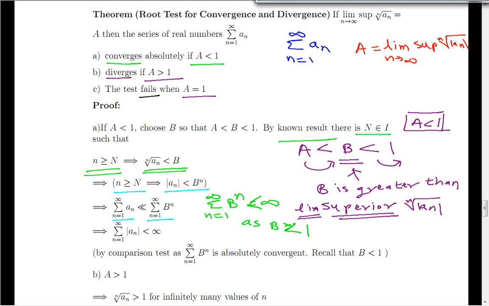As b is less than 1, the series b raised to n is a geometric series and it converges. In fact, b is positive and less than 1, so it is convergent. So by comparison test, if a bigger series converges, that is b^n, then a smaller series also converges. Hence, this series converges absolutely. That is, in notation form we can say series mod a_n is less than infinity or it is summable. So this is the proof of first part.